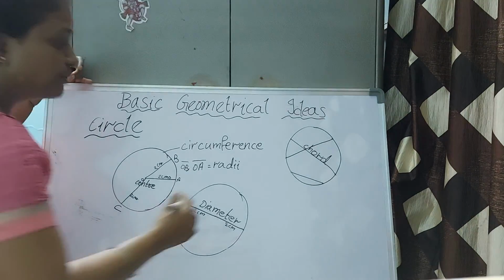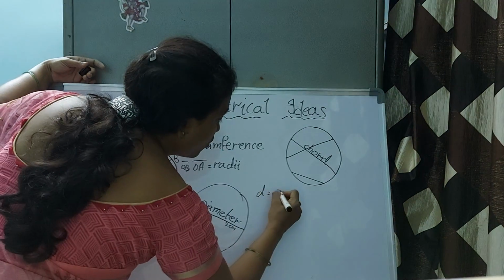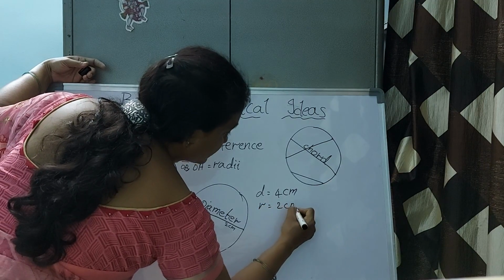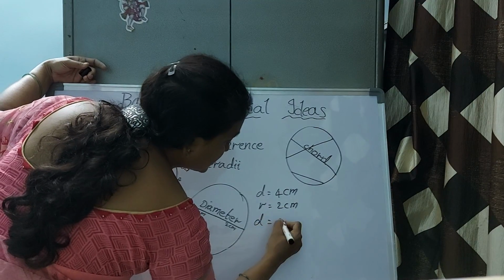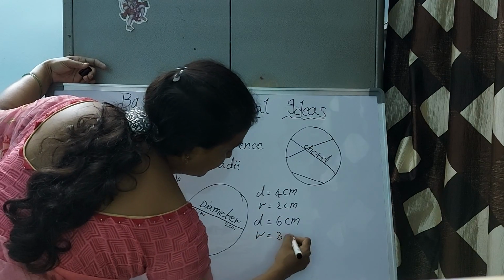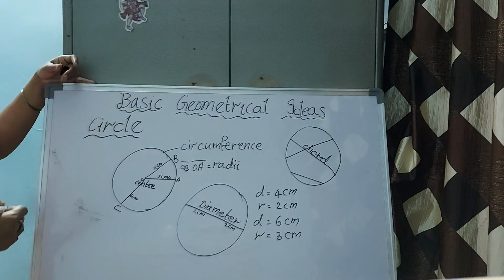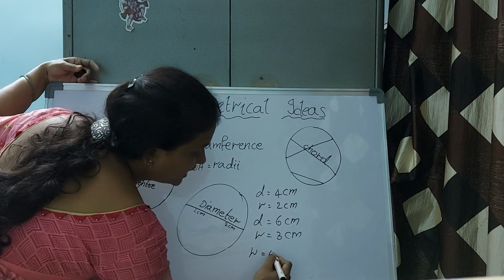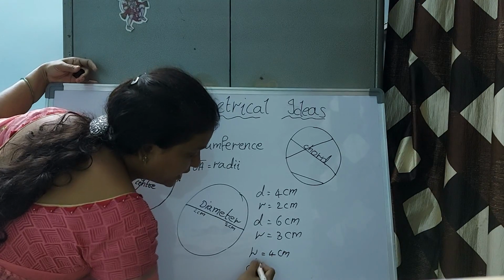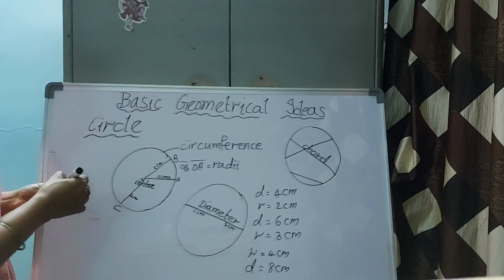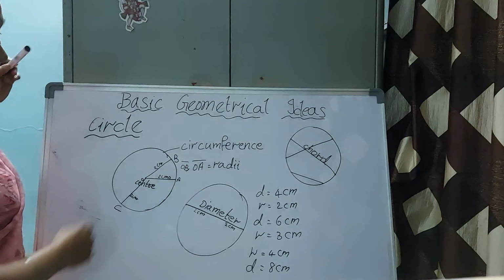For example, if the diameter is 4 centimeters, what about the radius? 2 centimeters. If the diameter is 6 centimeters, what about the radius? 3 centimeters, half will be there. If the radius is 4 centimeters, what about the diameter? 8 centimeters. Understood? Diameter is always twice the radius.